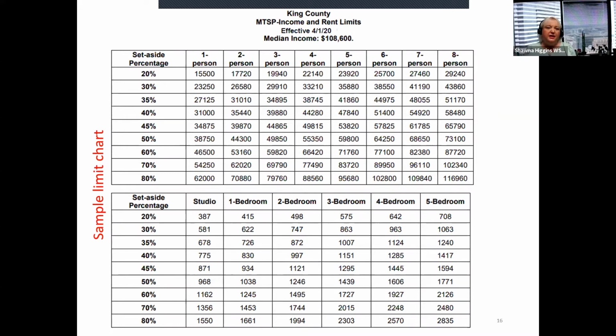So for instance, say you have 60% units at your property and a one-person household, their income limit would be $46,500. Say you have 40% set aside units at your property as well. As you see, that one is $31,000. So you're really going to want to make sure that the resident that's moved in does not go over that maximum income amount.